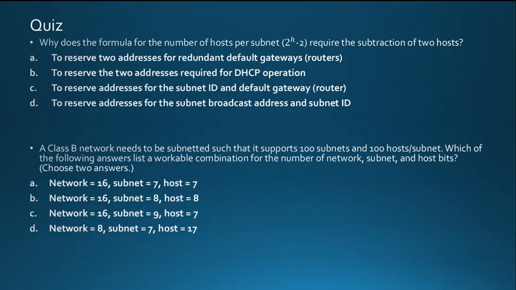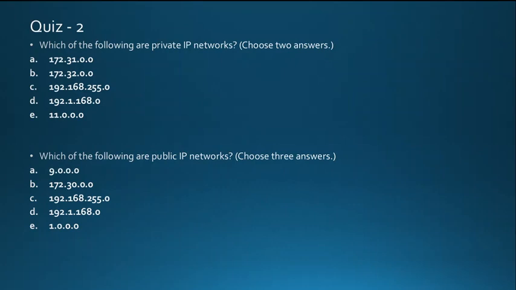As you can see, we have three networks with 16 and one network with 8. 7, 8, 9, 7 subnets, hosts with 7, 8, 7, 17. As you can see, it's definitely the network with the 16, with the 7, 8, and 8 hosts. The 9 subnets or 7 hosts is the same, so we can use them both. Which of the following are private IP addresses? As you can see from the ranges, 172, which we took, and the 192.168.255.0. If you answered A and C, it is correct.